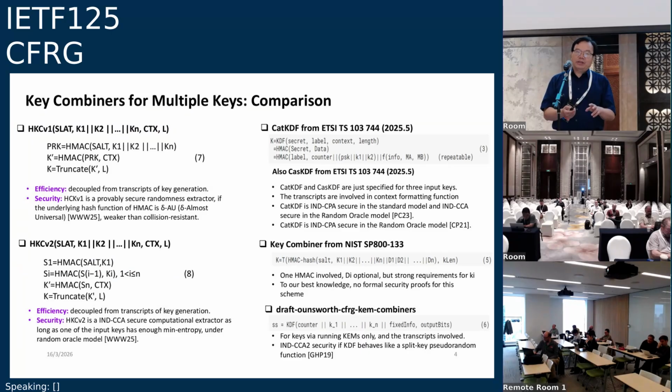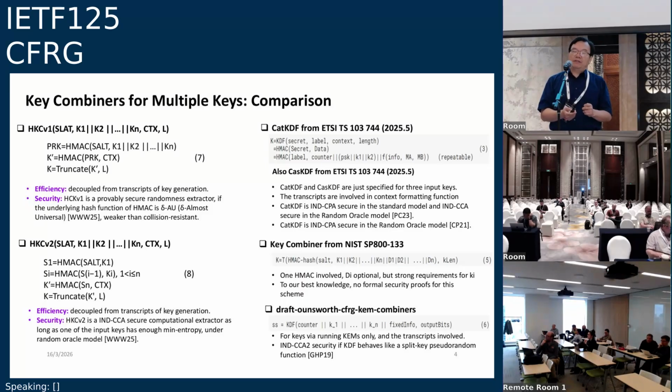This part is a comparison of efficiency and security, as I just mentioned. The main efficiency comes from the decoupling feature, because our key combiner does not require the public key and the ciphertext, especially in the post-quantum scenario, where the public key and ciphertext can be very large, not just the secret itself or the context information. And the security we mentioned here.